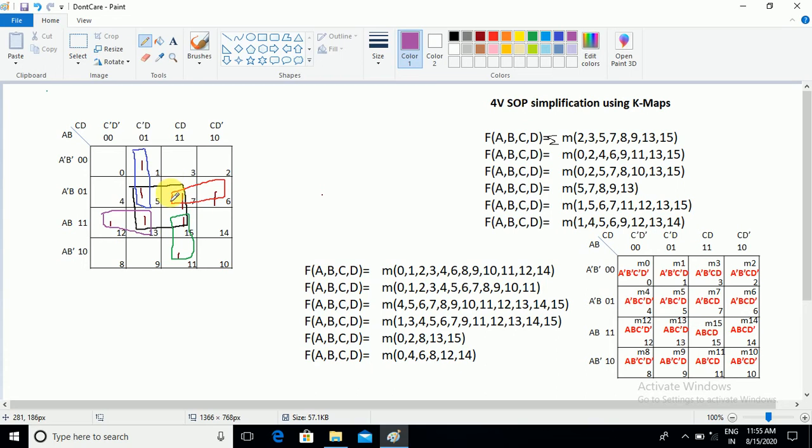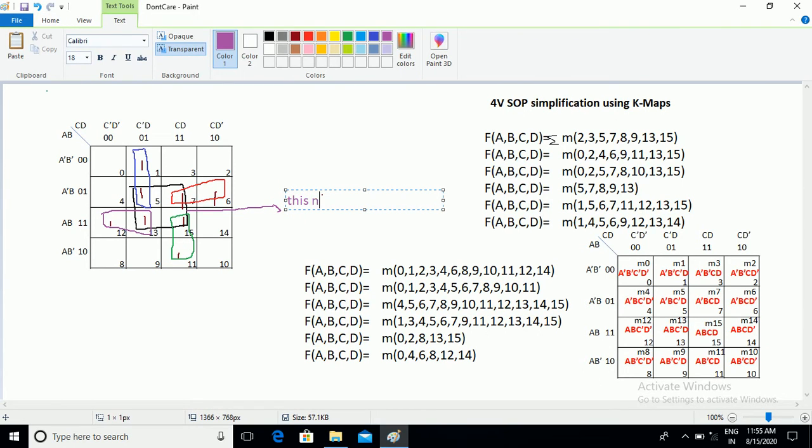In this K-map, in the black circle group, how many cells are available? 4 cells are there, and all 4 are overlapped with the different other groups. So this is not a prime implicant. Here you have to write that this is not a prime implicant, and no need to consider it in our answer.